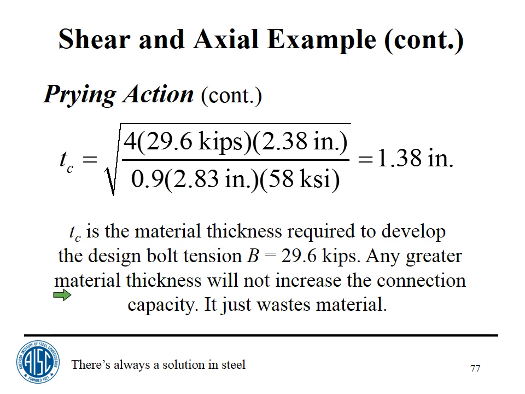So, T sub C, again, I'm repeating this, is the material thickness required to develop this much strength in the bolt, 29.6 kips. We've got a lot less than that, so we really don't have to go this far, and we don't. You know, we have 5/8 clip angles. We don't have 1 3/8. Any greater material thickness will not increase the connection capacity. It just wastes material.